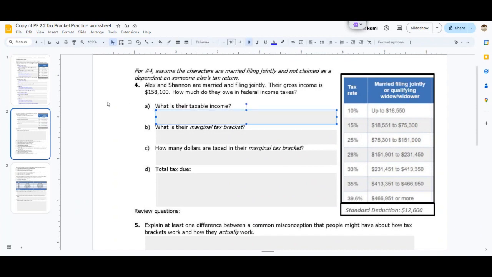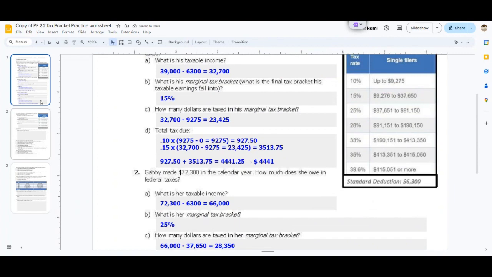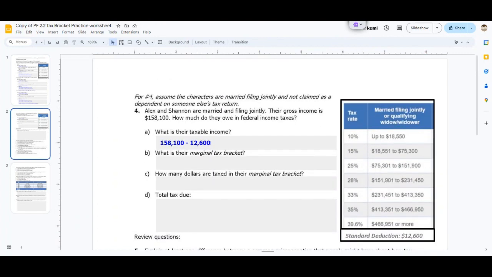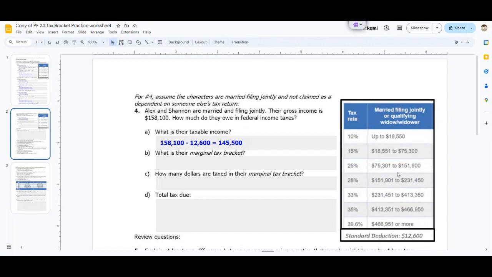All right, so Alex and Shannon are married. They filed together. They earned $158,100, but they get to subtract the standard deduction of 12,600. You'll notice that that's 2 times the deduction amount of an individual to account for the fact that there are 2 people filing together. So 158,100 minus 12,600 is 145,500. Their marginal tax bracket, so that 145,500 falls into this range, the 25% range.